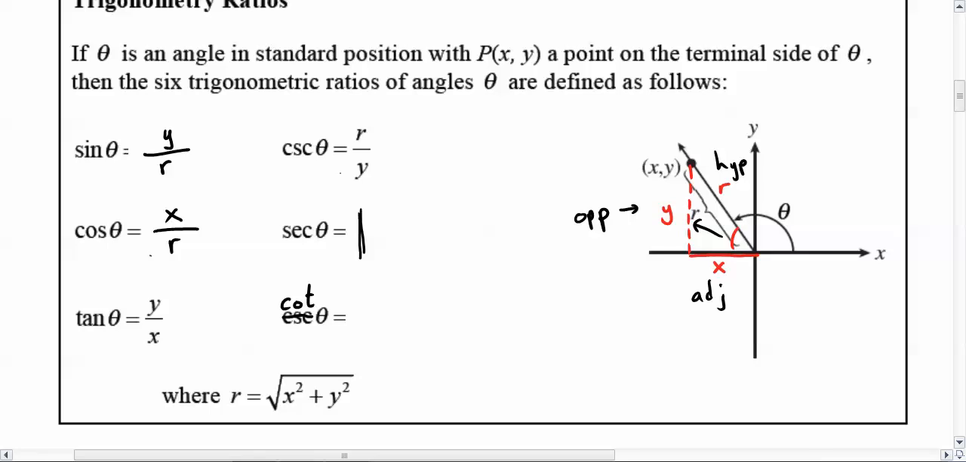Cosecant is r over y, secant is r over x, and cotangent is x over y. You should know these like the back of your hand by the time we finish with trigonometry.